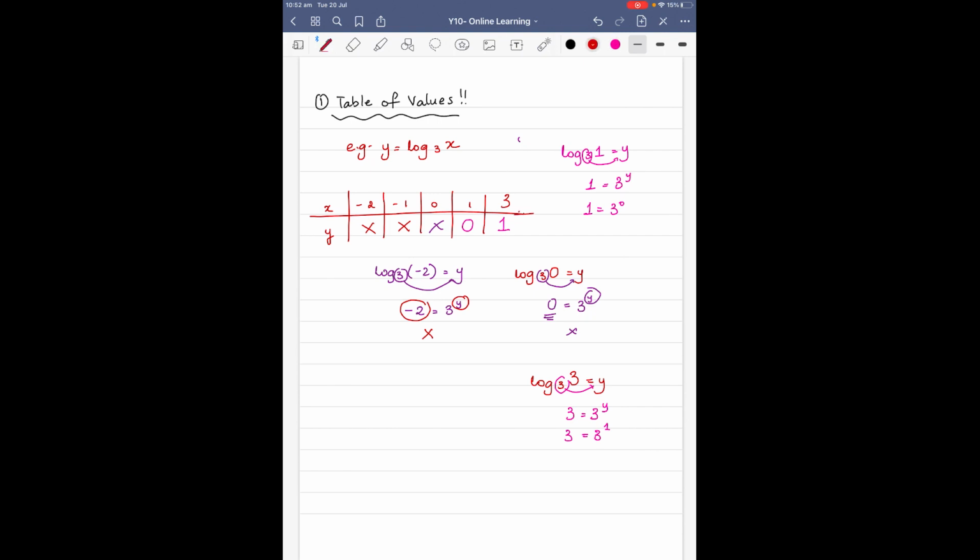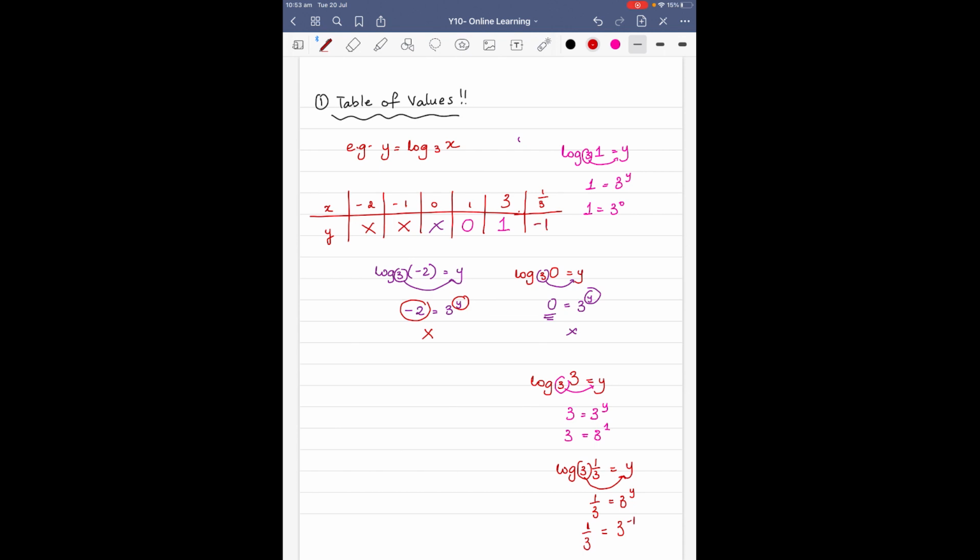Now we only have 2 values here. We kind of need to have 3 in order to draw a nice log graph. So I'm going to do a fraction, 1 over 3. So doing the same thing again, we have log base 3, my x is now 1 over 3, equals y. I'm going to bump it up. So 1 over 3 equals 3 to the power of y. We know that 3 to the power of negative 1 will give you 1 over 3. So your y is negative 1.